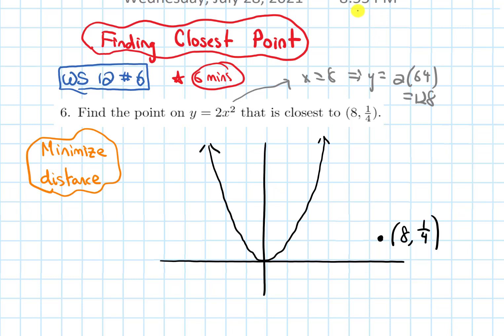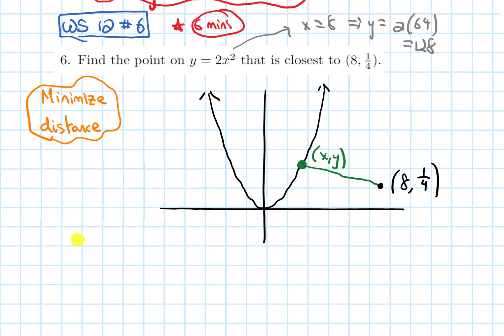It's 128. All right. So I want to know the point on this parabola graph that's closest to the point (8, 1/4). So for right now, I'm just going to label some point. I'm going to draw a straight line connecting them. And because I don't know the coordinates at this point, I'm going to assign variables and call it (x, y).